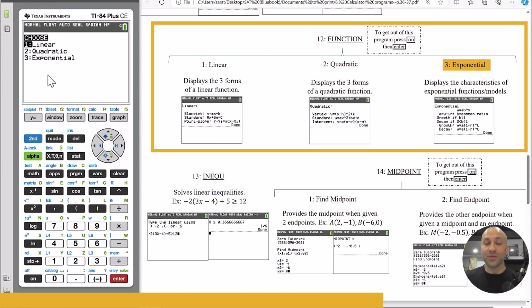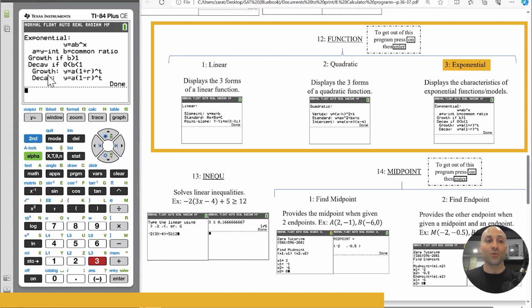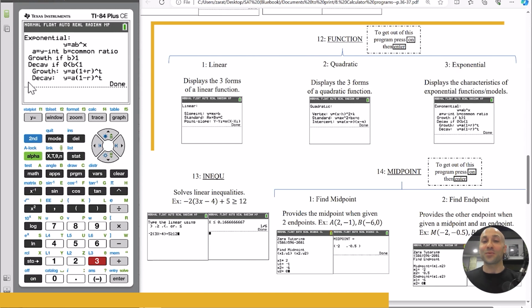And then finally, the third one here gives you the standard form of an exponential function, tells you what the a value represents. It's the y-intercept. B is the common ratio, the difference between whether it's growth or decay based on the b value, and then the real-life models for growth and decay. On to program number 13.